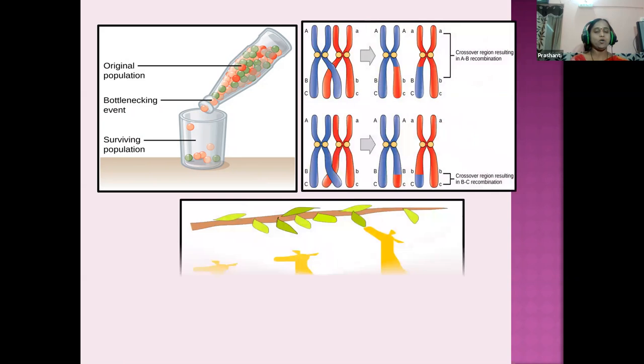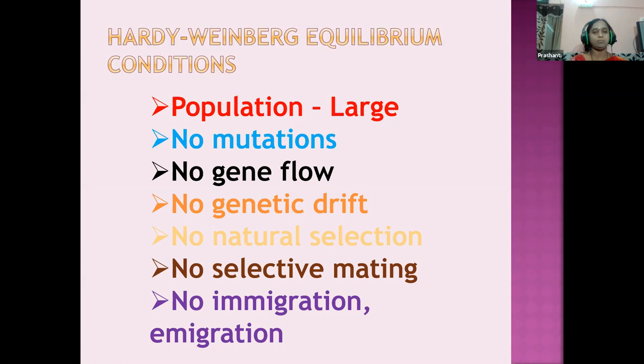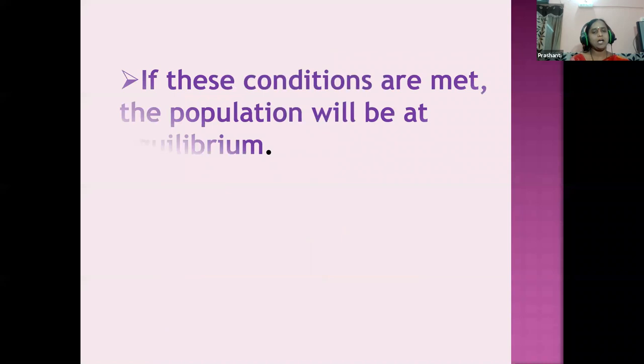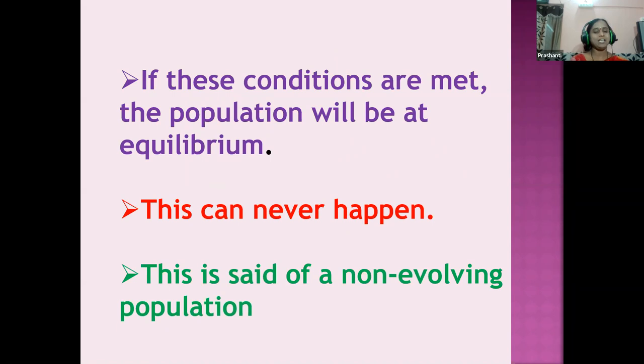So these were the conditions Hardy-Weinberg has said. That is, a large population, and the absence of mutations, gene flow, genetic drift, natural selection, selective mating, immigration and emigration. Are all these conditions being met? No, this can never happen. So this is said of a non-evolving population.